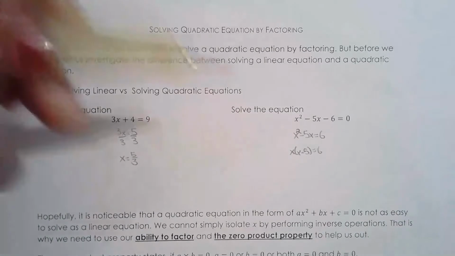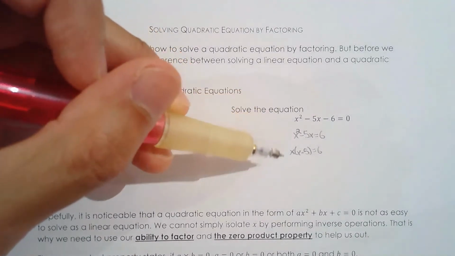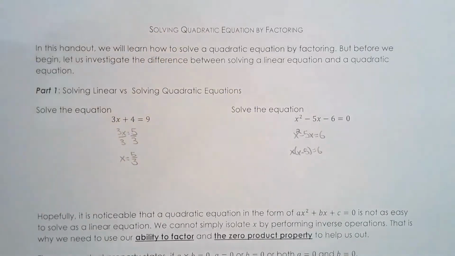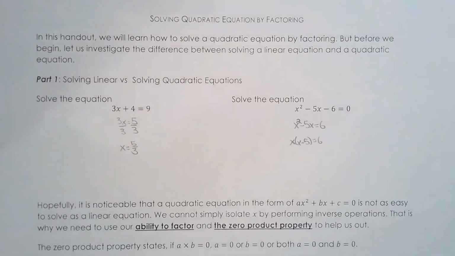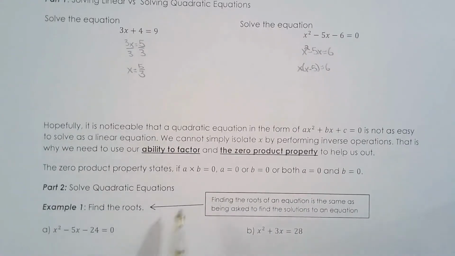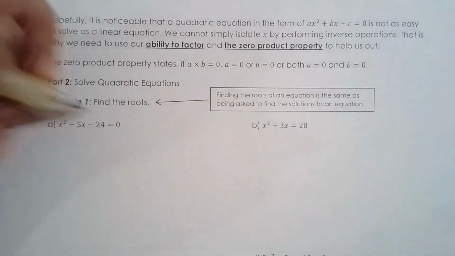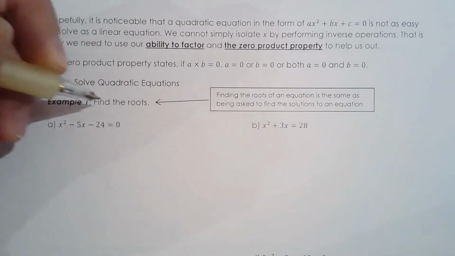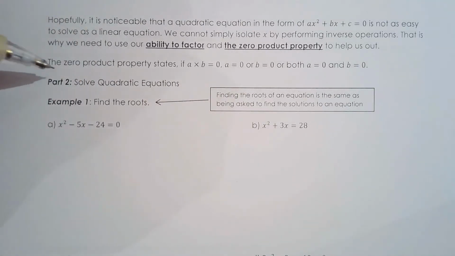We can solve this equation by combining two different skills, or two different mathematical ideas. You need to be able to factor, and once you can factor, you can talk about the zero product property. The zero product property states that if a times b is 0, either a is 0 or b is 0, or both a and b are 0. So let's look at this equation. Find the root, which is basically asking for the solutions to the equation.